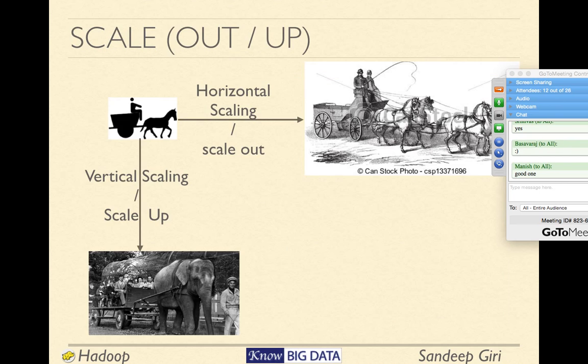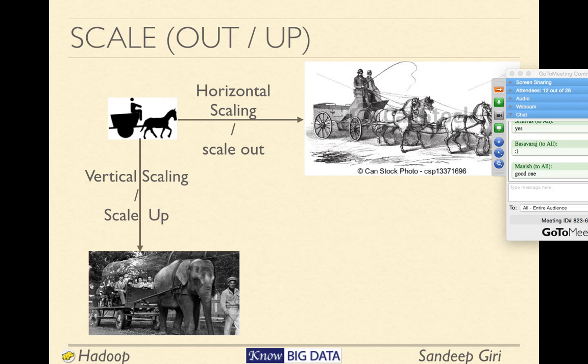All right. So before we start with NoSQL, let me try to explain to you what it means by scaling out and scaling up. Here you can see that this person is having a bullock cart. I think it's a horse cart. Horse cart with a single horse.